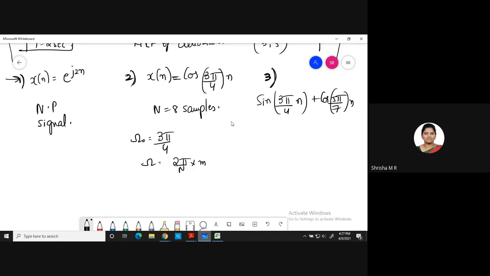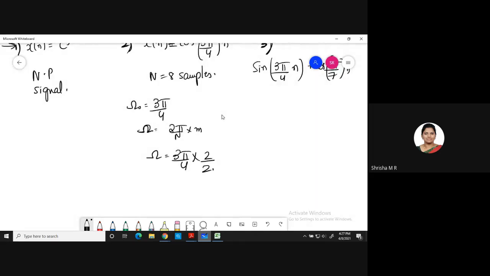Okay, here we are trying to express omega as 2 pi by n into m. So omega is nothing but, I'll multiply and divide by 2. So 3 pi by 4 into 2 by 2. Now I have 2 pi into 3 by 8. So n is equal to 8.